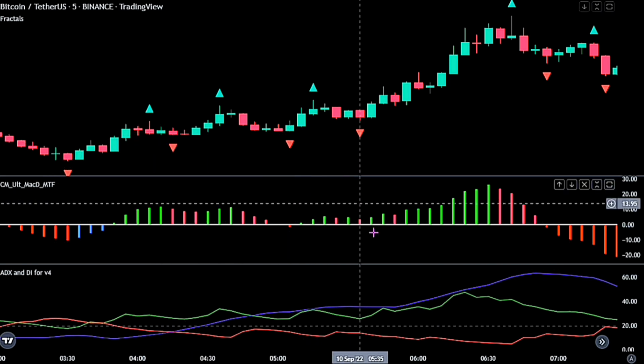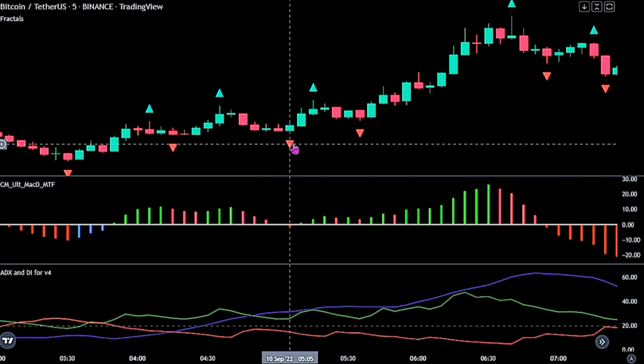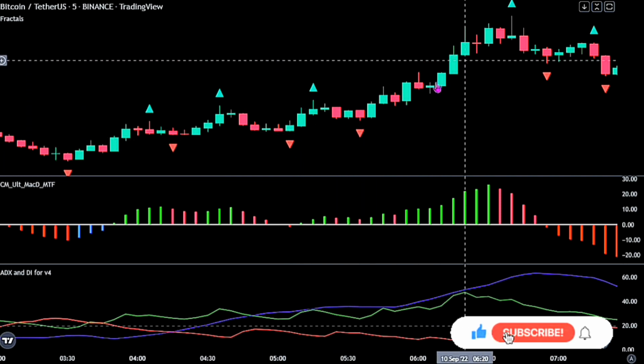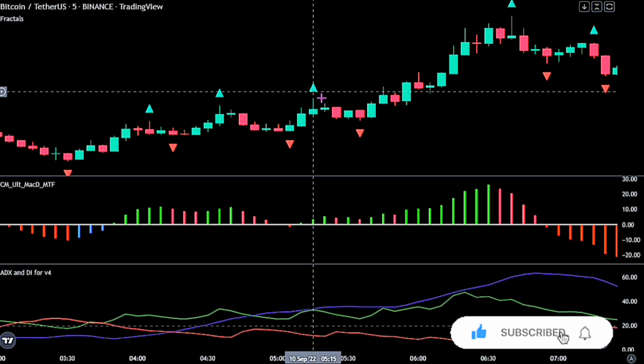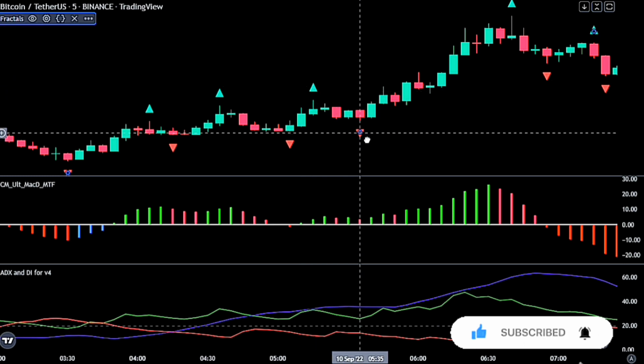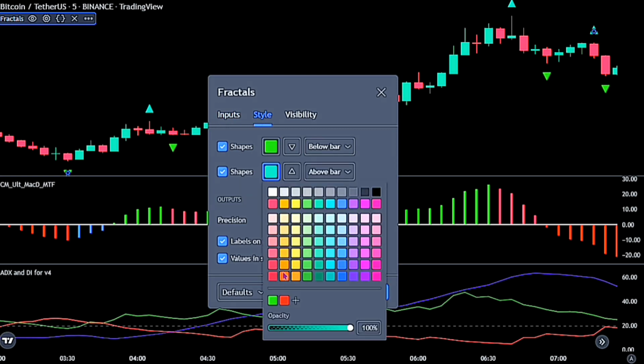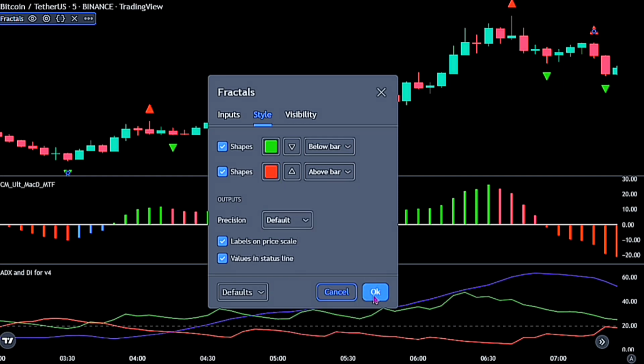Now let's adjust the settings on our fractals for better visualization and reading. Like we said earlier, this Williams fractal indicator aims to detect reversal points through highs and lows. Go ahead and double-click on the Williams fractals. On the input, we won't be changing anything, but on the output, change the first shape to green and the second shape to red. When you are done, click on the OK button.